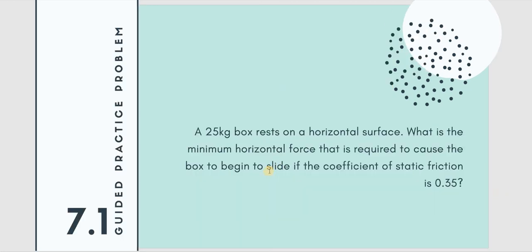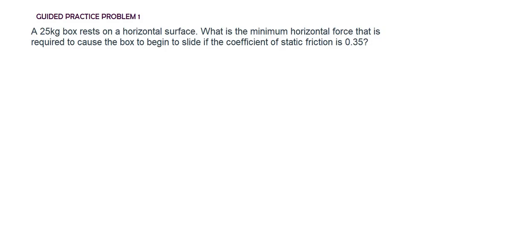Okay, so let's have the guided practice problem. For our guided practice problem 1: a 25 kilogram box rests on a horizontal surface. What is the minimum horizontal force that is required to cause the box to begin to slide if the coefficient of static friction is 0.35? So let's try to solve this.